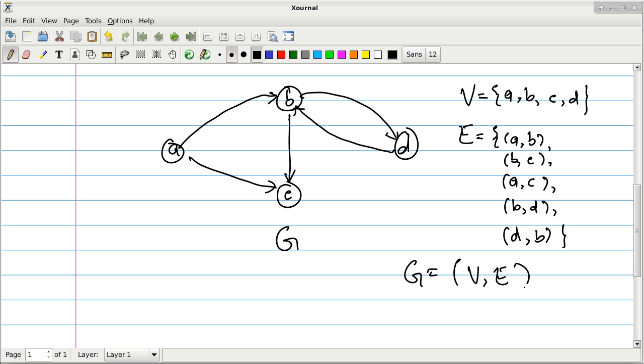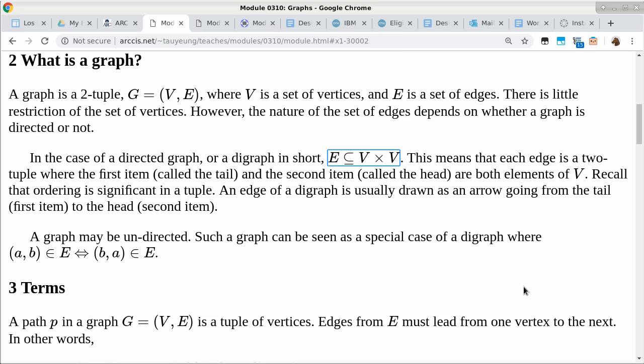The notation is important because this is sometimes how I ask questions in the test. It's like, consider G1, which consists of V and an E, and then look at G2, which can have the same vertices but a different set of edges. So it's important to understand how a graph is represented.